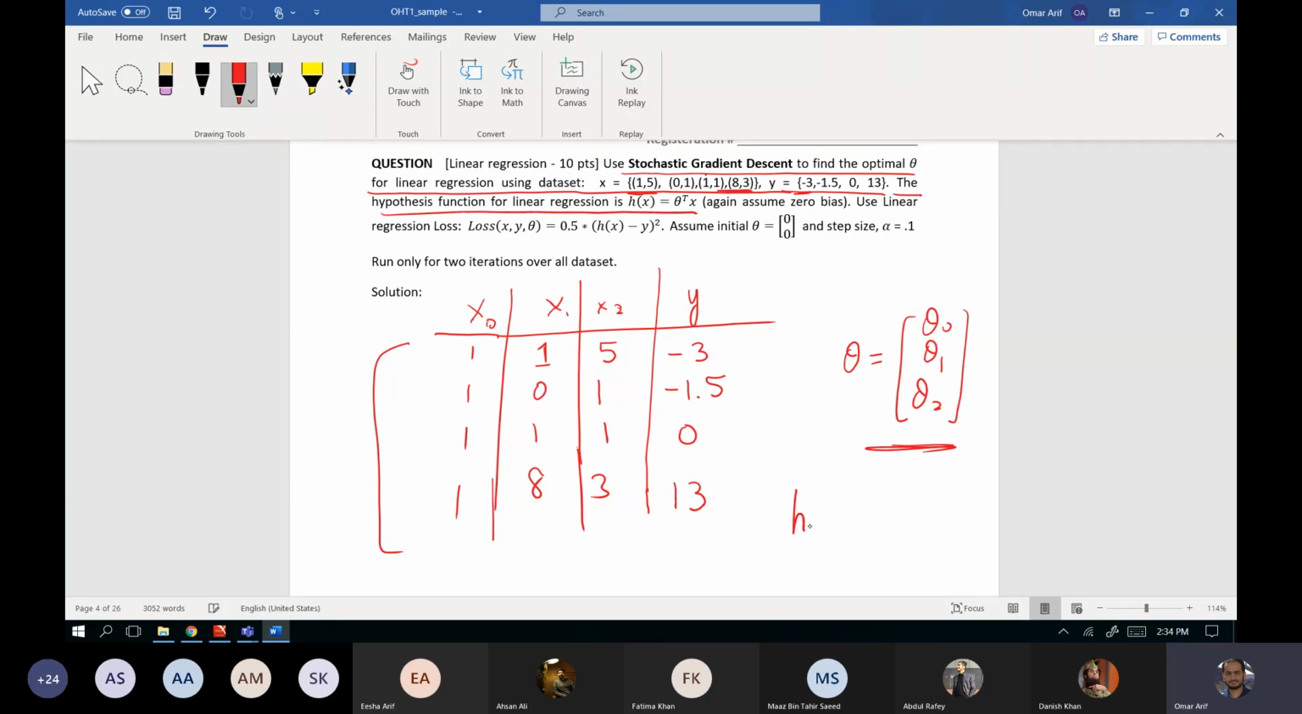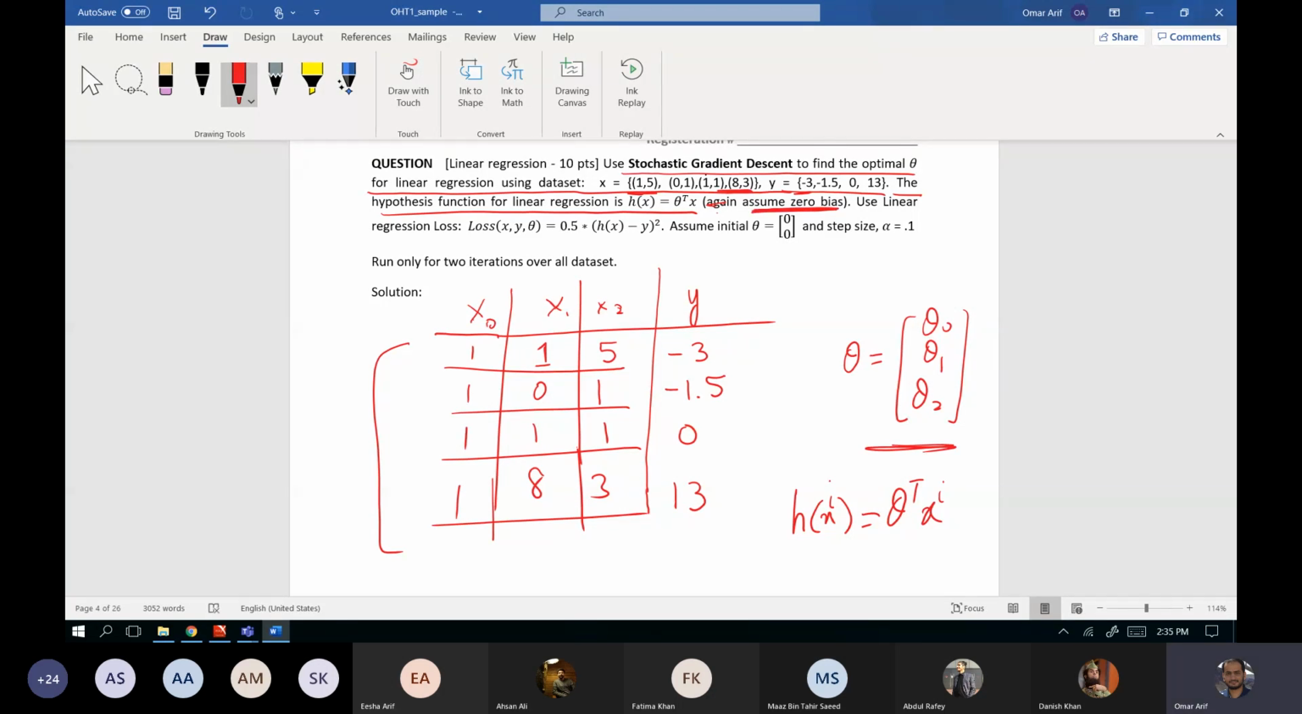So this is my hypothesis function, h(x). Okay, so x basically means, whatever example I'm talking about, if i is 1, then I'm talking about this part here. If i is 2, I'm talking about this one, then i equals 3 and i equals 4. This is my hypothesis, but here the question says to assume zero bias.